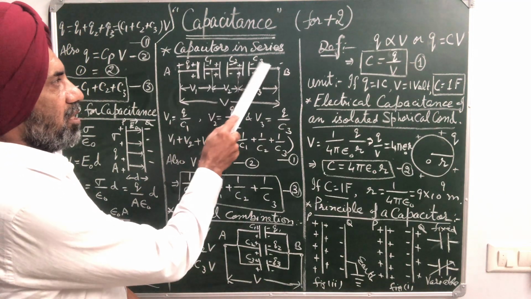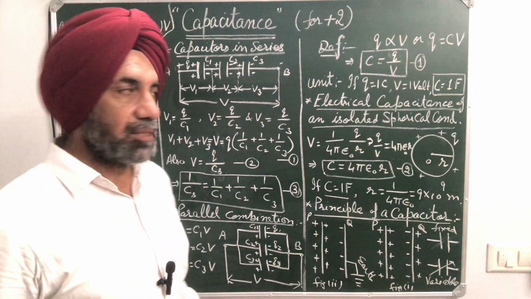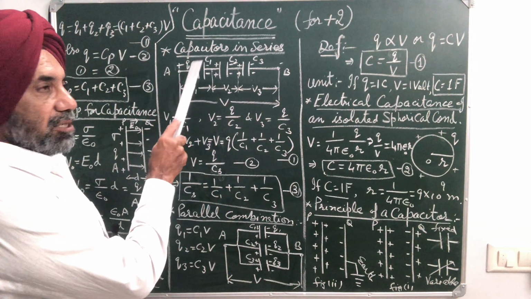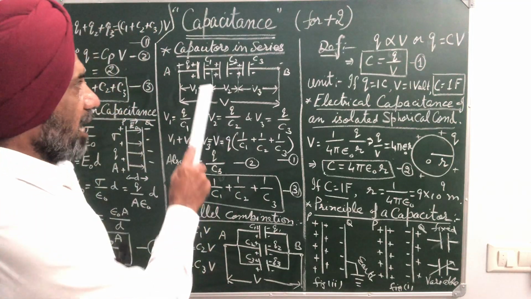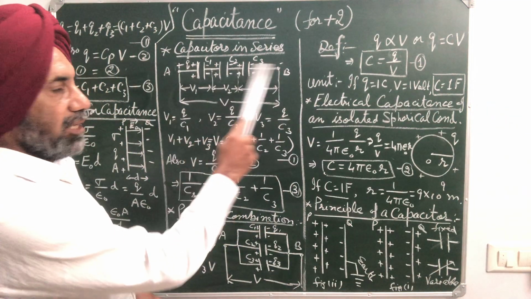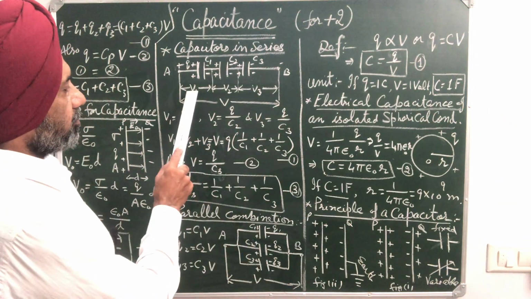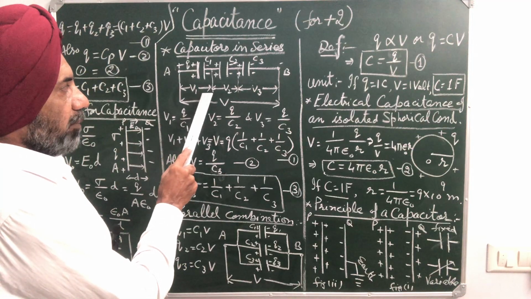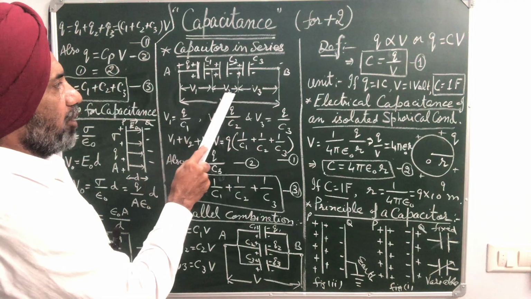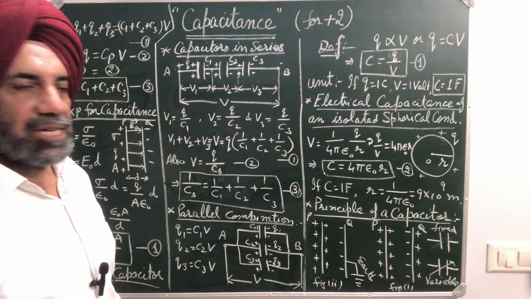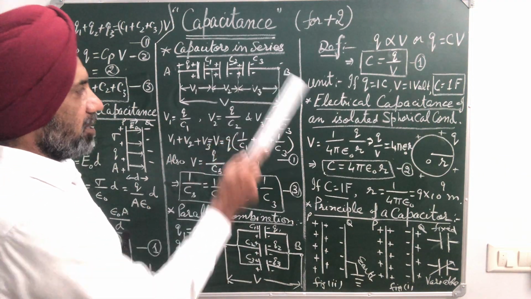Let C1, C2, C3 be the capacitances of individual capacitors. Q, charge on each capacitor will be same. When they are in series, charge on each will be same. Charge is divided equally. But potential difference across individual capacitors will be different. Let V1, V2, V3 be the potential differences across C1, C2 and C3.